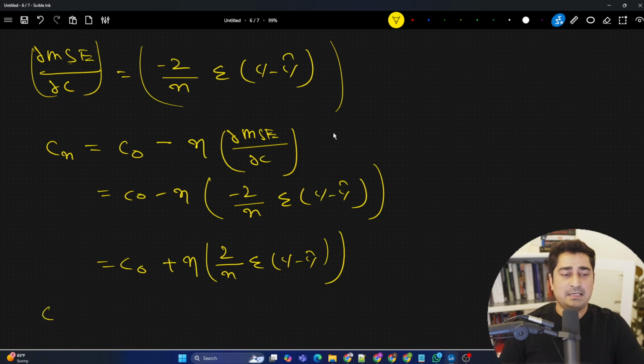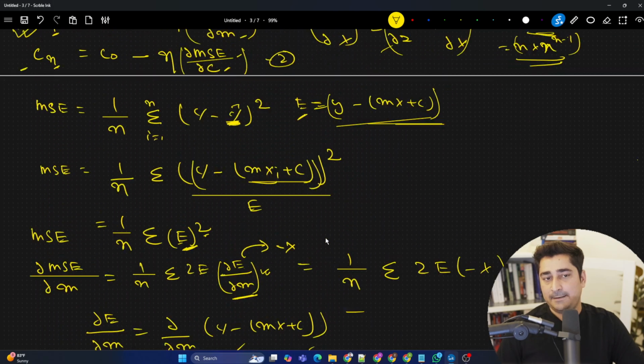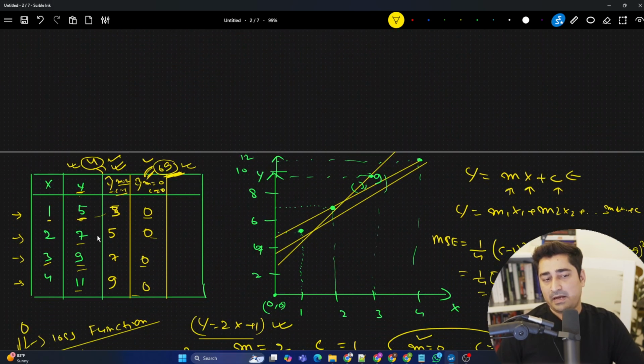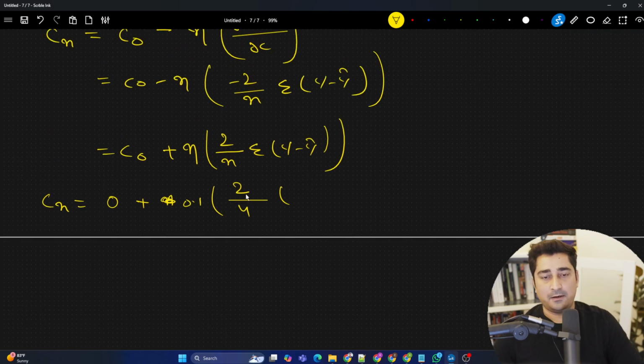Now give me the new value of c, guys. What is the new value of c as per our data set? So what is c old? C old was 0 plus eta. Now eta is equal to 0.1. I'm going to consider 2 by n, number of data points is equal to 4, right? And the summation of y minus y hat. My y hat was completely 0, right? And my y was 5, 7, 9, 11. So here summation of 5 minus 0 plus 7 minus 0 plus 9 minus 0 plus 11 minus 0. Okay. So this is this.